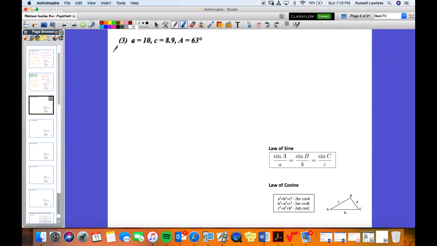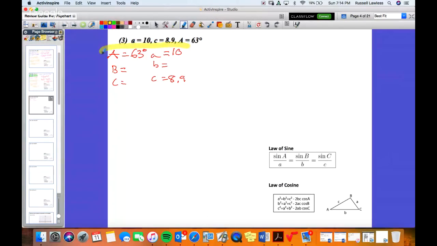Now, again, we're starting here. We're going to label our triangle. We got A, B, C, A, B, C. Now, if you're a little confused on the difference between these two, capital letters will always be degrees, while lowercase will always be side lengths. So notice, what do we have here?